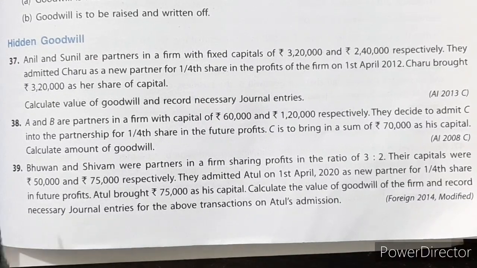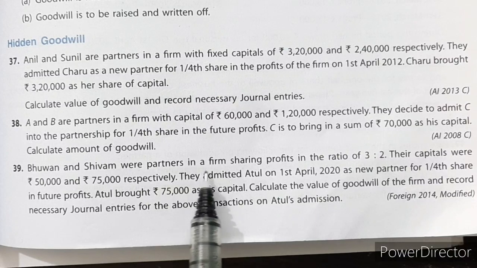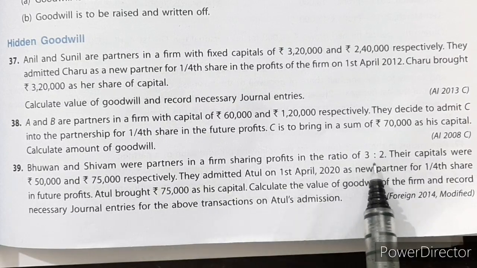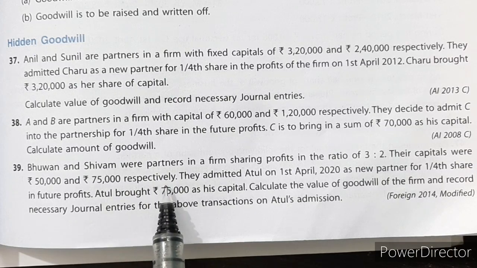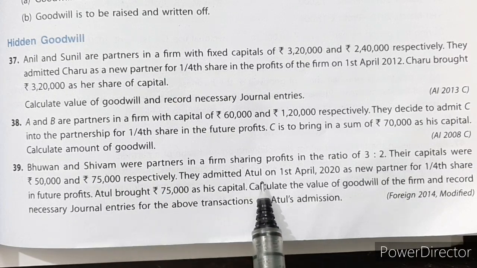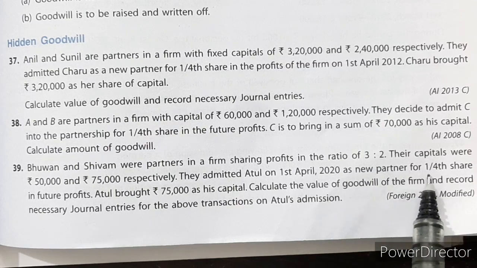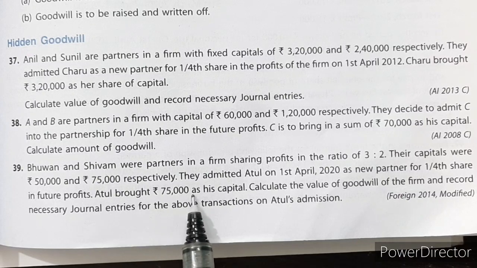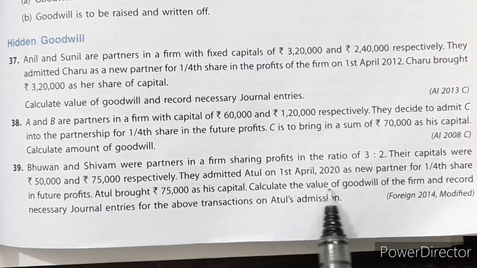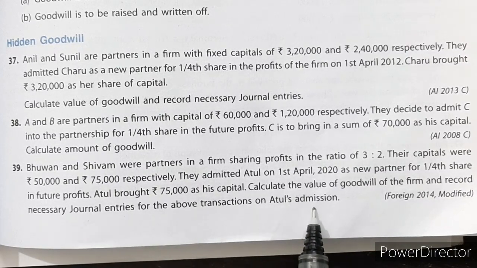Now let us see question number 39. Bhuvan and Shivam were partners in a firm sharing profits in the ratio of 3:2. Their capitals were rupees 50,000 and rupees 75,000 respectively. They admitted Atul on 1st April 2020 as new partner for 1/4 share in the future profits. Atul brought rupees 75,000 as his capital. Calculate the value of goodwill of the firm and record necessary journal entries for the above transactions on Atul's admission.